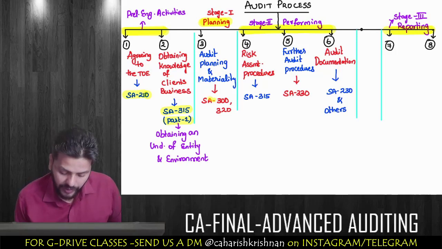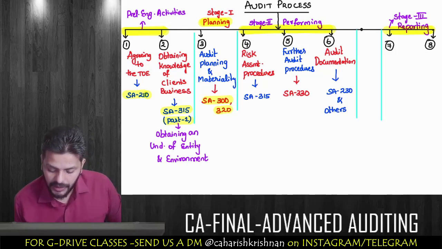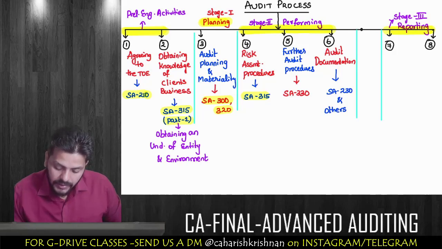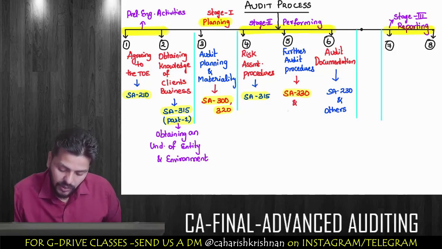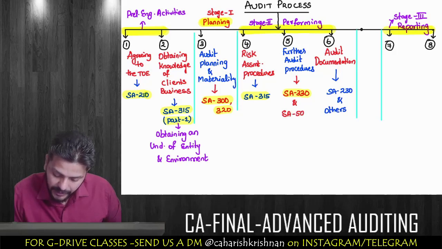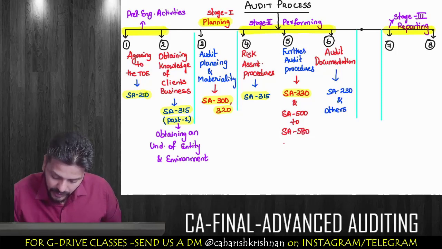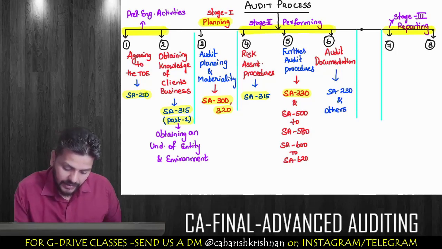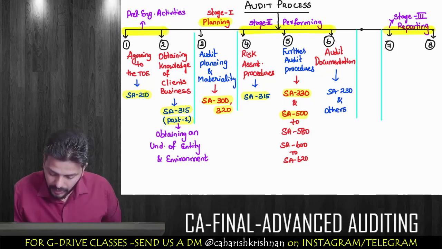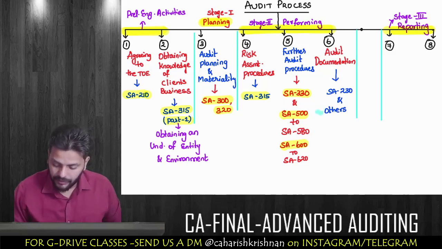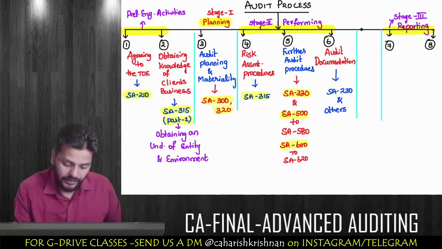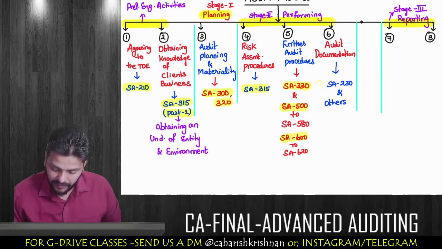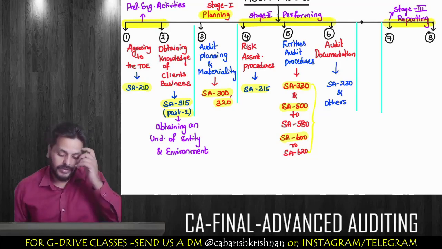Stage 1 is covered with two standards, 300 and 320. And here you have the whole of 315 and 330, which is followed by the whole of the 500 series, SA 500 to 580, and then you might also want to use SA 600 to SA 620, the three standards. All these standards are very useful in obtaining audit evidence. So all of these are termed audit evidence standards. The ones that you see here, you can call all of them audit evidence standards, which is something important to understand.